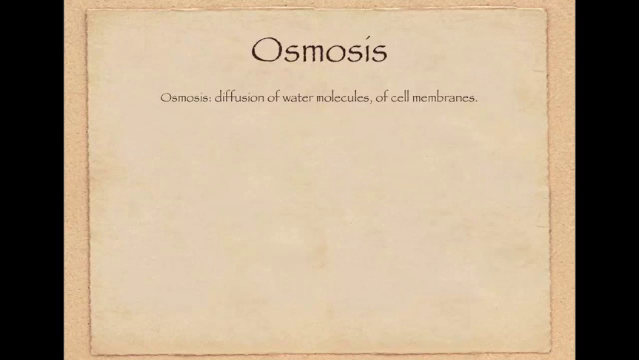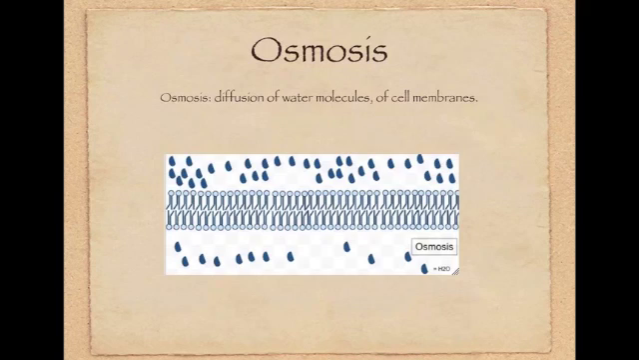Next up is osmosis. Osmosis is the diffusion of water molecules, and as you see here, the half circles are the water molecules, and when osmosis takes place, water molecules also flow from higher concentration to lower concentration due to the concentration gradient. However, since the cell membrane is selectively permeable, water can go into and out of the cell freely.